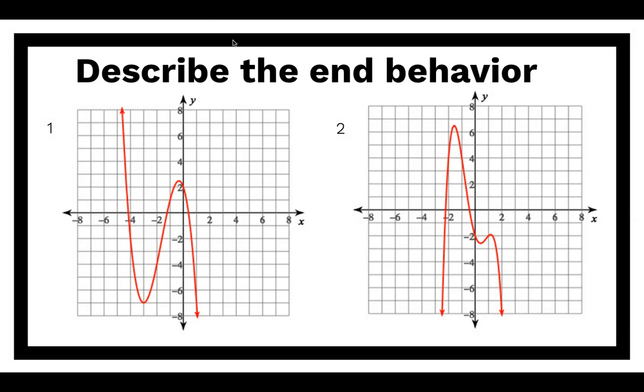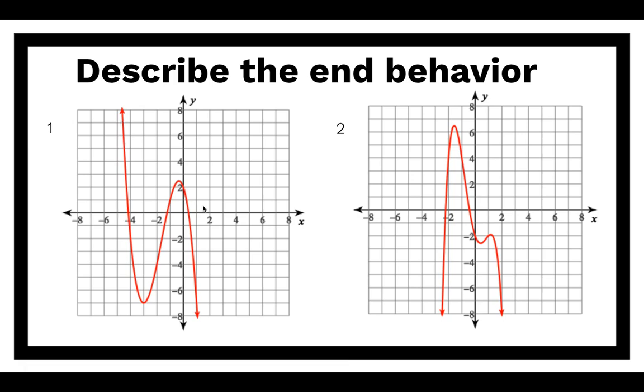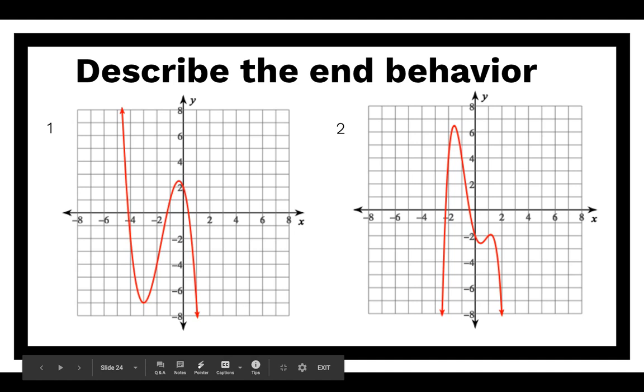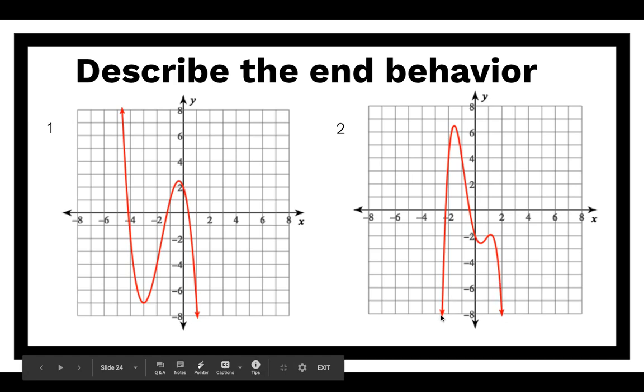So this is a different one. This is that left bound, right bound. As x goes negative, y goes positive. As x goes positive, y goes negative. And this is an even degree, and I know it's even because those arrows are pointing in the same direction. I know this one is odd because they're pointing in opposite directions.